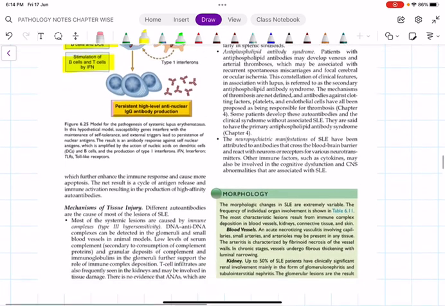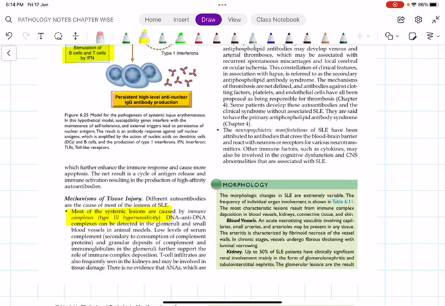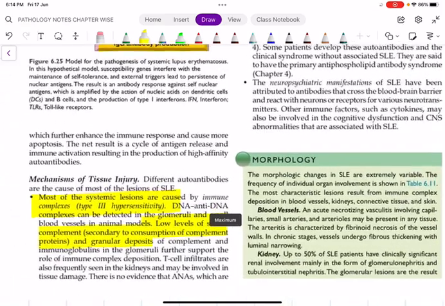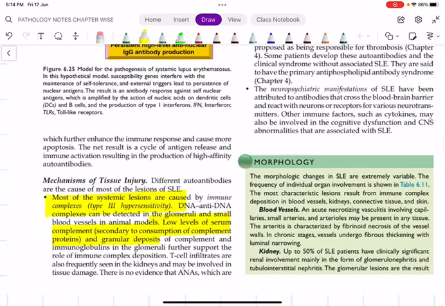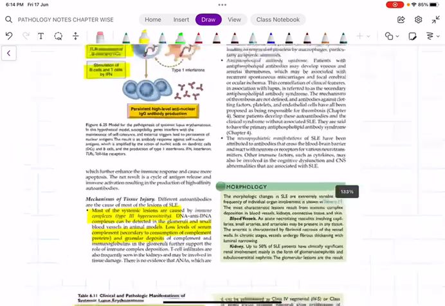Then the mechanism of tissue injury, I have already told you, is like a type 3 hypersensitivity reaction. And here, one very important thing you have to remember: there will be low levels of serum complement. This is a very important question. I think in JIPMER they have asked this MCQ. What is the level of complements in type 3 or in systemic lupus erythematosus? It is decreased. Why? Because these complement proteins are consumed for the formation of these immune complexes, which cause tissue injury. That is why in serum the complement level will be decreased.